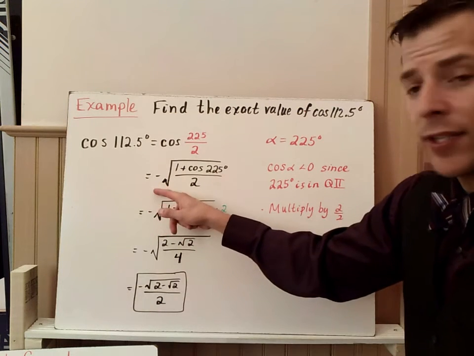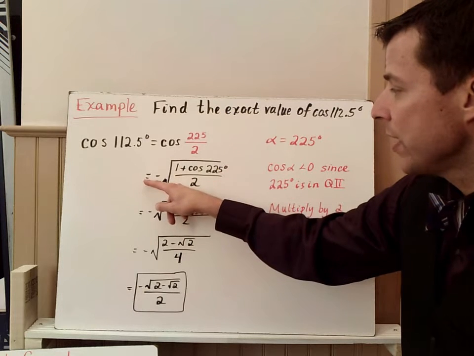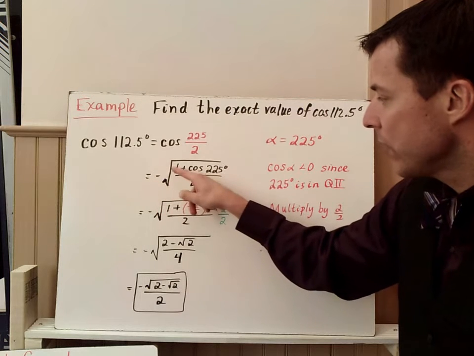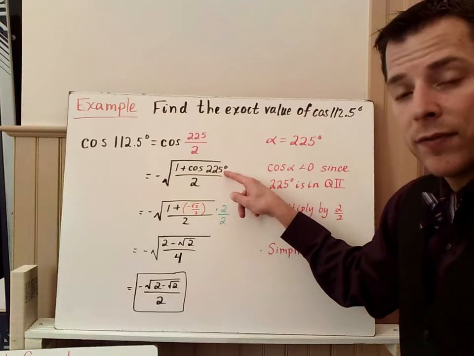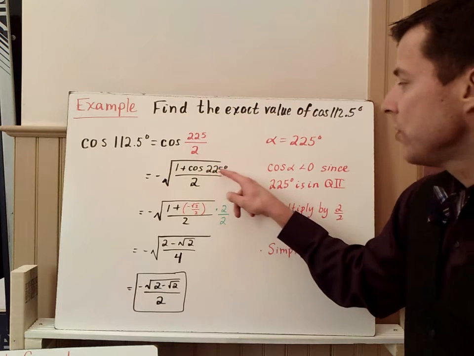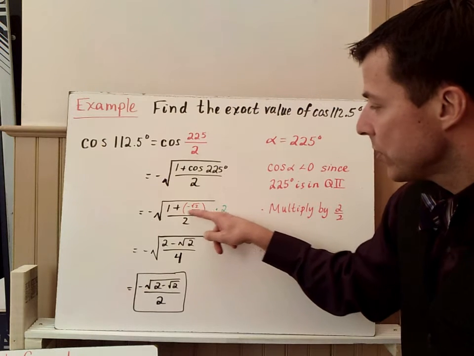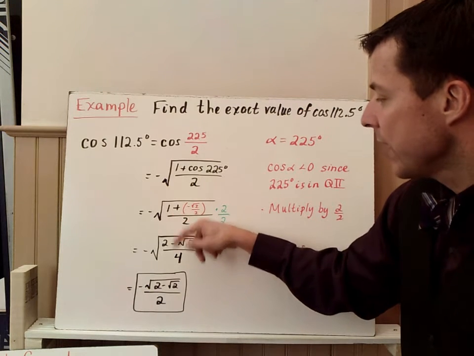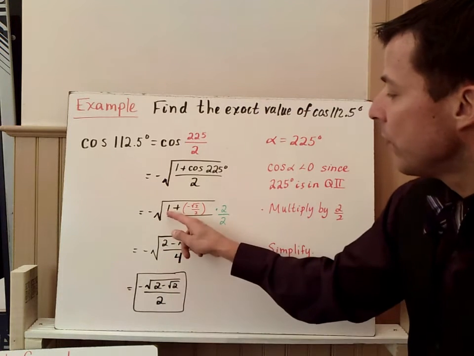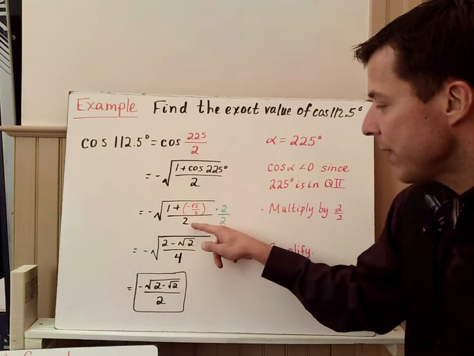Okay, so let's go ahead and substitute. Wherever you see alpha, you're going to put that 225 degrees. So we have the cosine of 225 divided by 2 is equal to negative the square root of (1 plus cosine of 225) divided by 2. Now, we know that cosine of 225 is negative root 2 over 2. So we plug that in: negative square root of 1 plus negative root 2 over 2, all divided by 2.